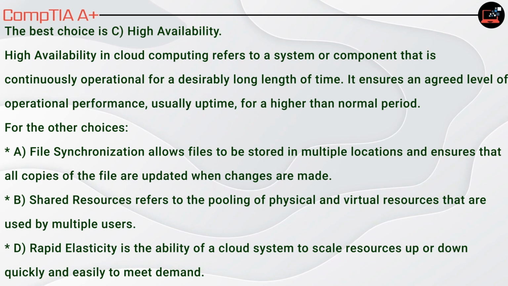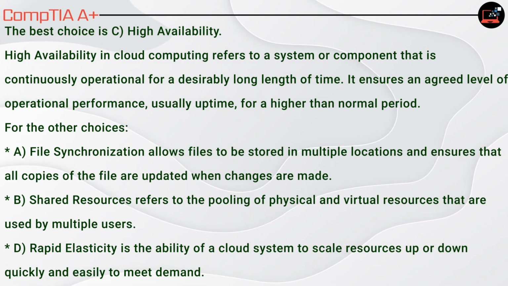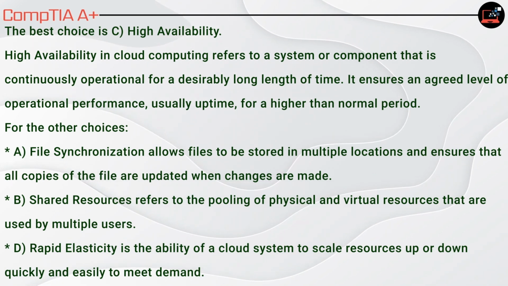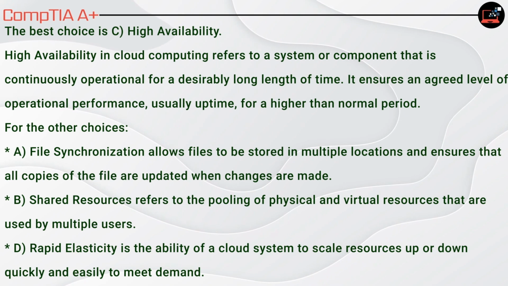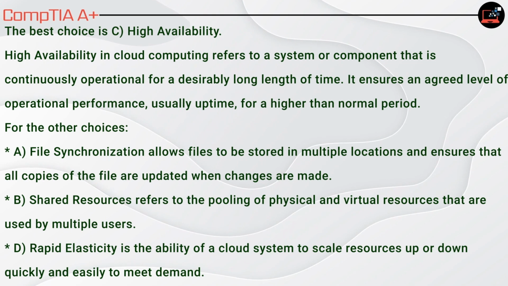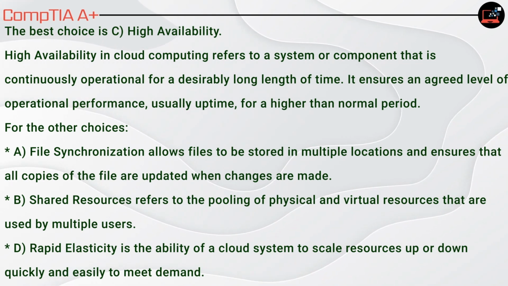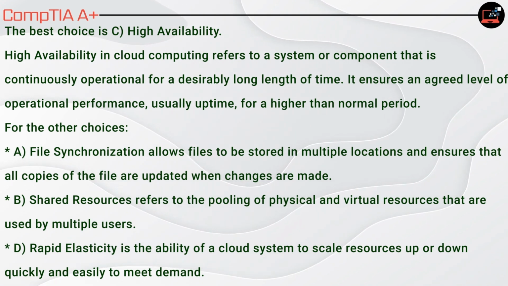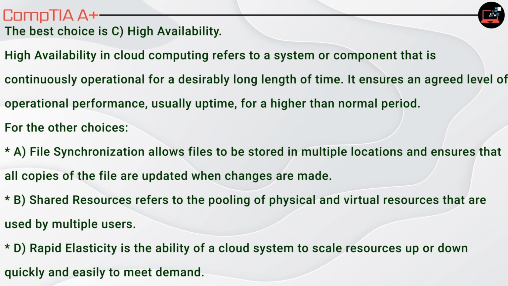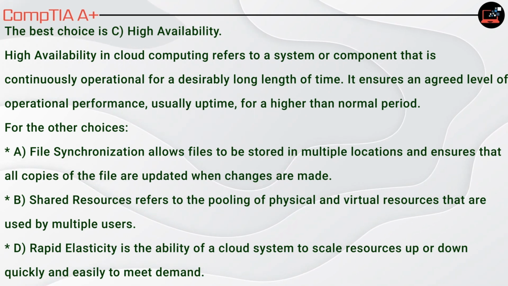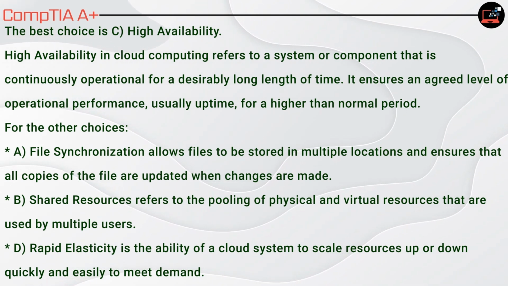The best choice is C. High availability. High availability in cloud computing refers to a system or component that is continuously operational for a desirably long length of time. It ensures an agreed level of operational performance, usually uptime, for a higher than normal period. For the other choices, A. File synchronization allows files to be stored in multiple locations and ensures that all copies of the file are updated when changes are made. B. Shared resources refers to the pooling of physical and virtual resources that are used by multiple users. D. Rapid elasticity is the ability of a cloud system to scale resources up or down quickly and easily to meet demand.